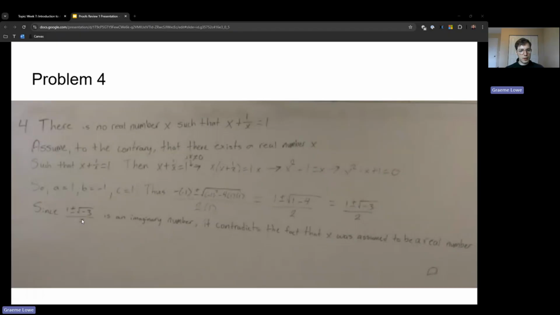This is given an imaginary solution, so x is kind of a real number and not a real number, so it contradicts itself inside of here, which then goes on to prove that the original result using proof by contradiction is true. So in summary, there's no real number x such that x plus 1/x equals 1. So yeah, that's a pretty nice proof by contradiction there. We'll move on to the next problem.